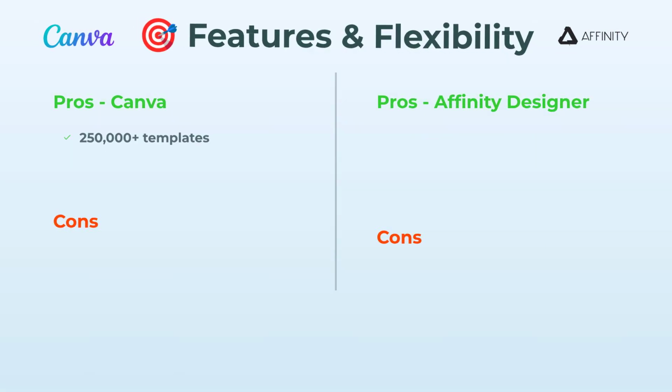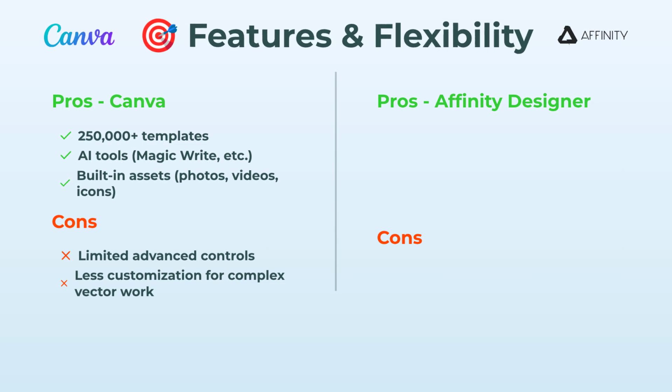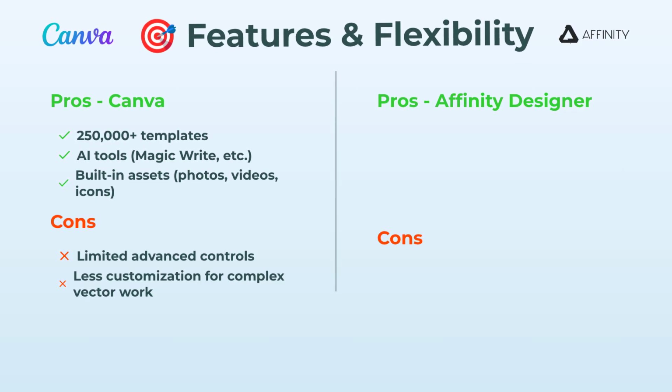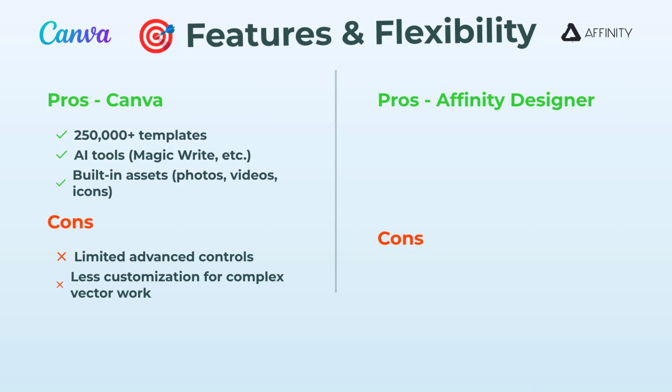Let's talk features and flexibility. Canva's all about scale. You get like 250,000 plus templates, a bunch of AI tools, including Magic Write, and loads of built-in assets. Photos, videos, icons, you name it. But if you're after deep customization, especially for complex vector stuff, Canva starts to feel kind of basic.